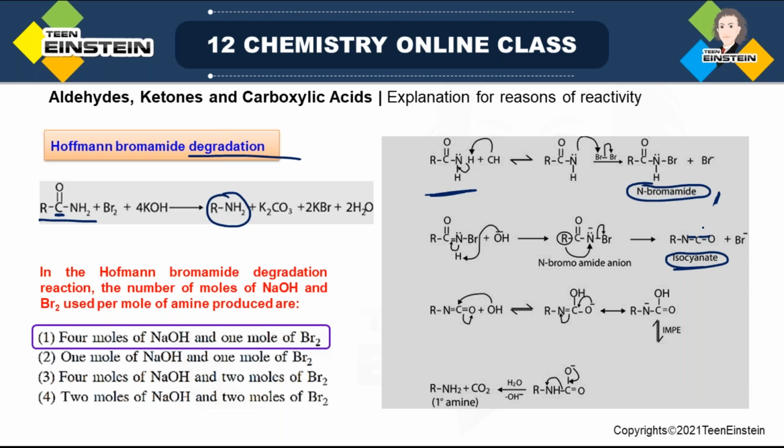And in this question you can see it is asking the number of moles of NaOH and bromine that will be required per mole of amine. Different options are there. From this balanced equation, you can see this is 1:1:4. So 4 moles of NaOH or KOH will be required and 1 mole of bromine when you have 1 mole of amide.